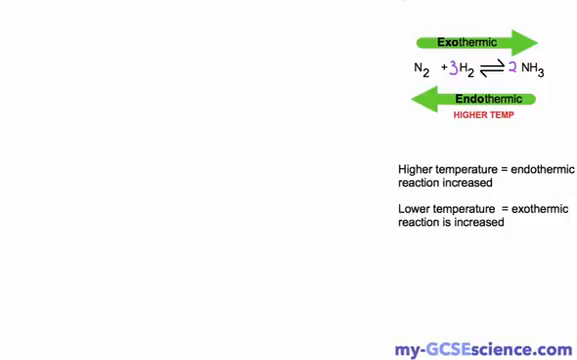And if we have a lower temperature, the exothermic reaction is increased, and in this case the exothermic reaction is the forward reaction. So if we have a lower temperature in our reaction vessel, that means we have a higher yield of ammonia produced. And this is quite important to remember when we're talking about the conditions that we have.